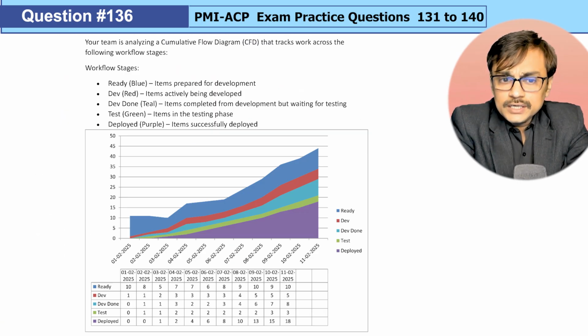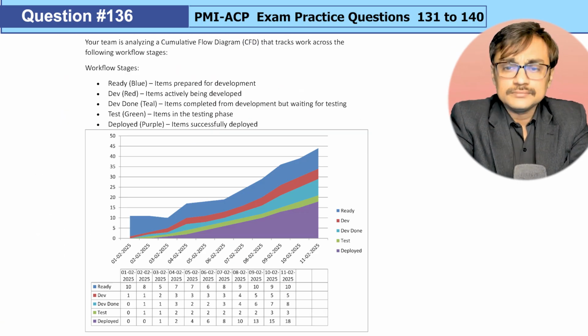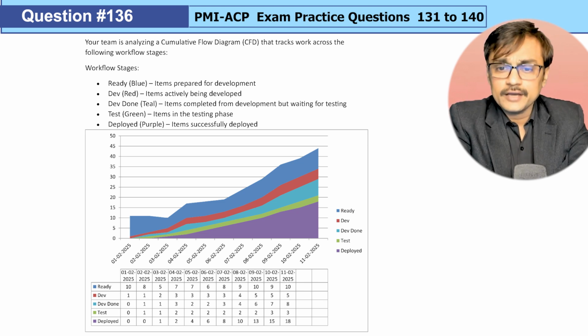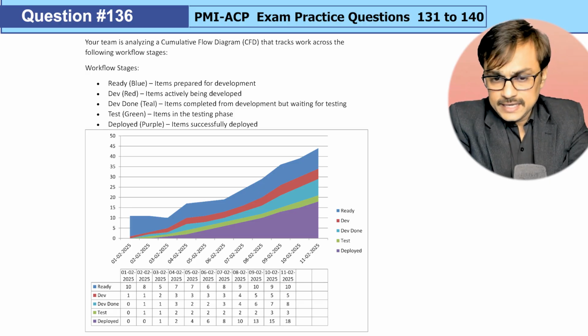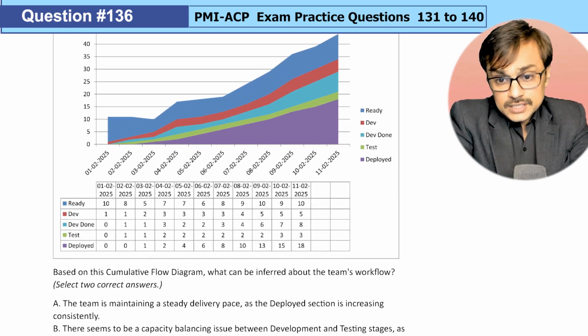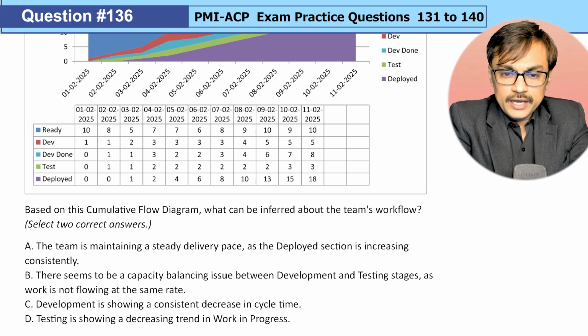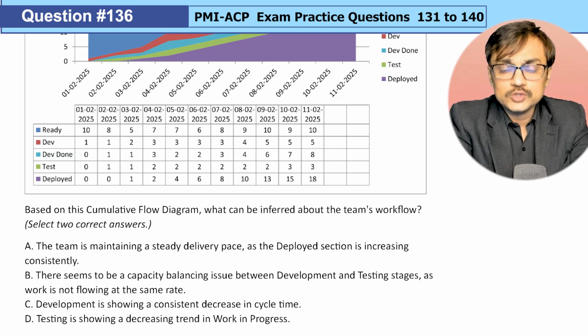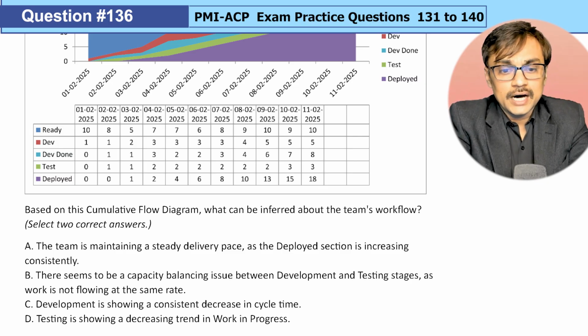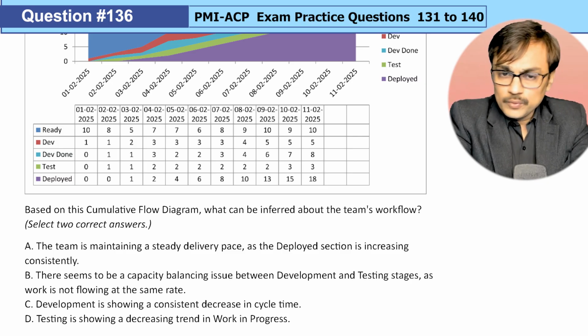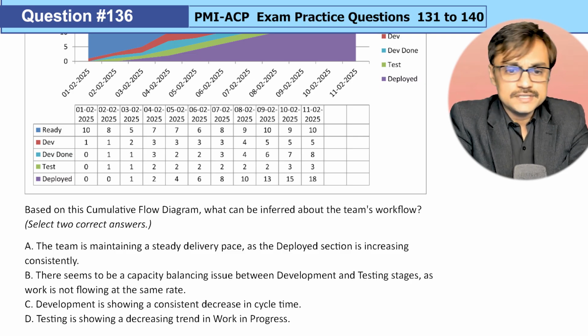Question number 136. So question number 136 is using the same cumulative flow diagram. Your agile team is analyzing a cumulative flow diagram, and it has the following colors. We have already spoken about them, and the same content is there. Now the question is a little different. Based on the cumulative flow diagram, what can be inferred about the team's workflow? Select 2 correct answers. So there are 4 statements given, and we just need to see whether they are true or false. Whatever we discussed in our previous question, we can keep thinking about it, and we will see.